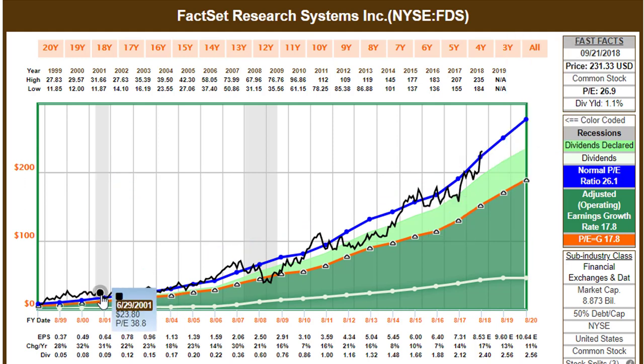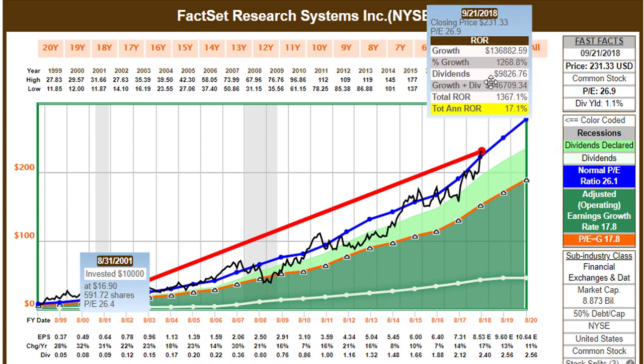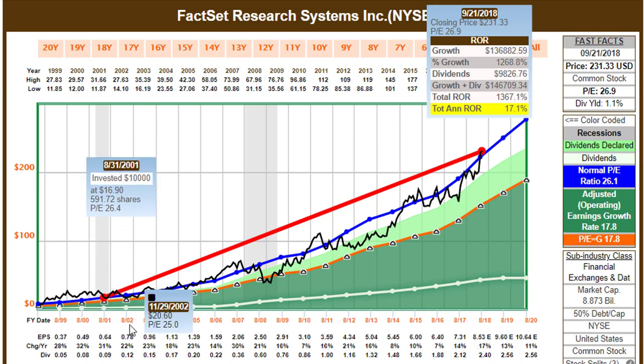However, had I turned around and bought this stock, for example, in August of 2001 at a PE ratio of only 26 and held it through year end, instead of getting $6,675 in dividends, I get $9,826. Again, slightly less time in the market here, not quite as dramatic as I showed earlier, but now my $10,000 grows to almost $147,000, $146,700, which is a 17% rate of return versus 14%.